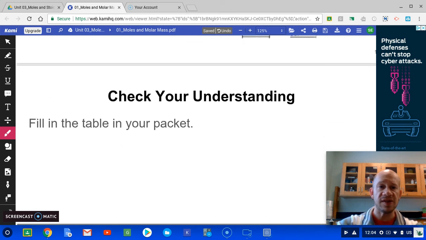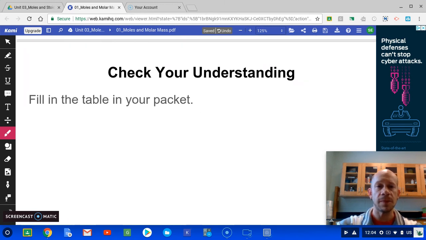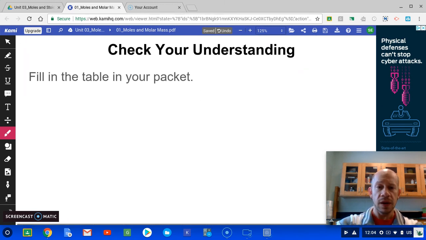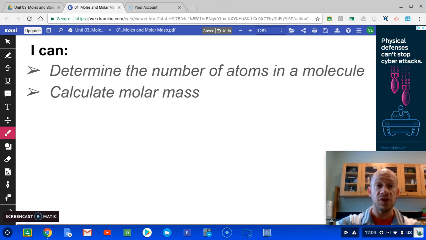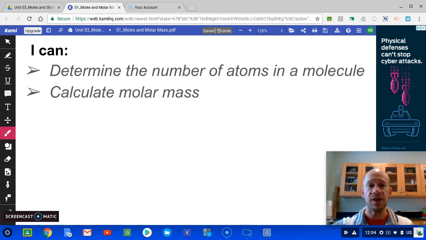So check your understanding, fill in the table in your packet. So you are now able to determine the number of atoms in a molecule and calculate the molar mass of a compound.